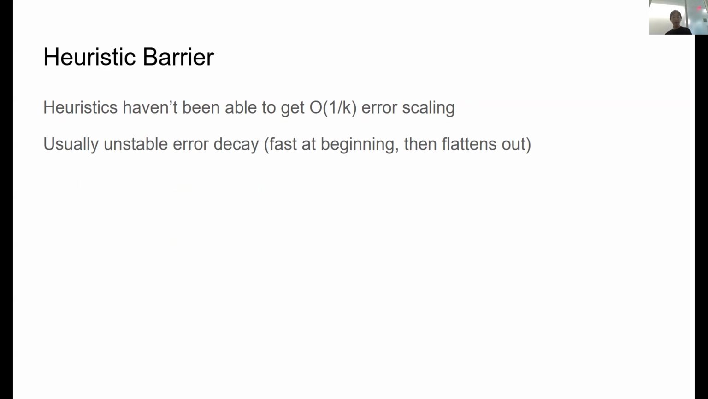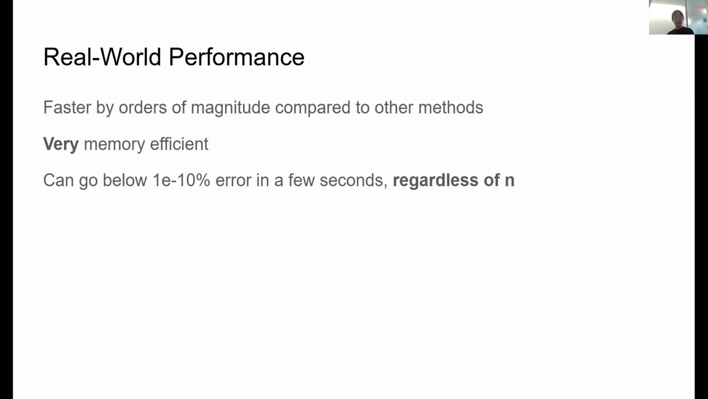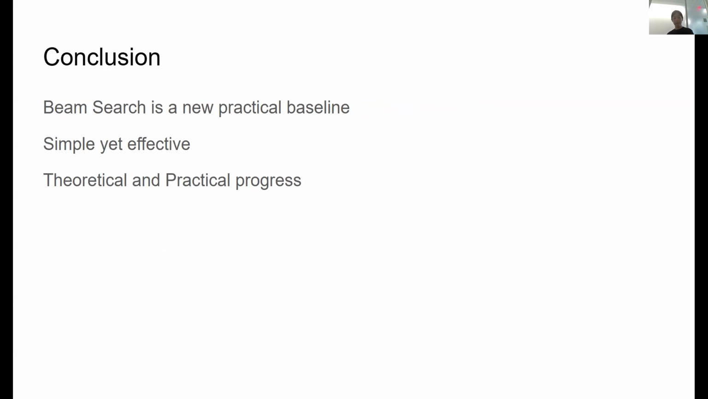So the heuristic barrier is that almost all the heuristics haven't been able to get past inverse linear error scaling, and the error decay is usually very unstable, which means they decay fast in the beginning, but then they flatten out. The real world performance of beam search, on the other hand, is faster by orders of magnitude compared to other methods. It's very memory efficient, and it can go below 1e10% error in just a few seconds, regardless of n or even m.